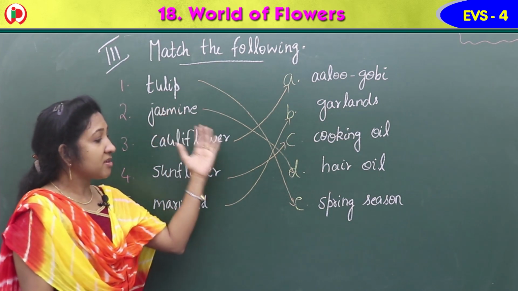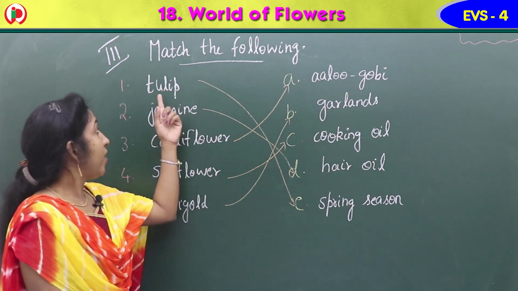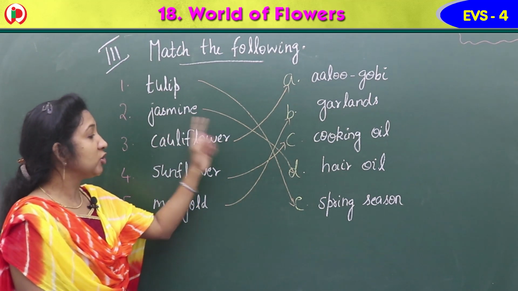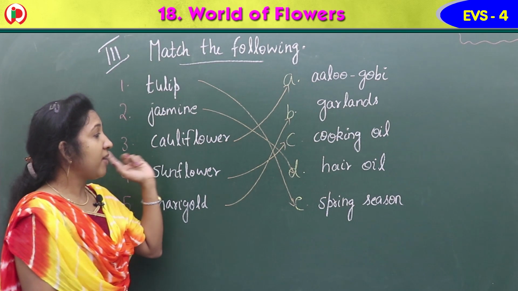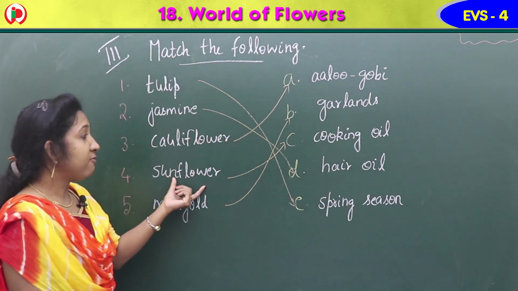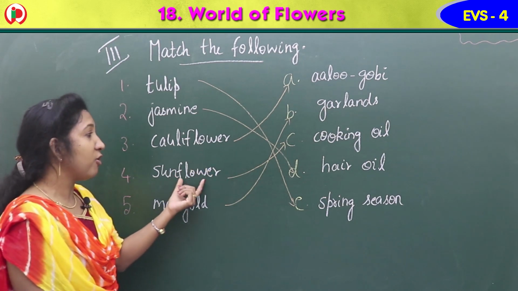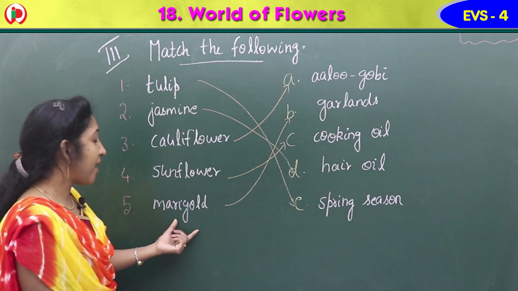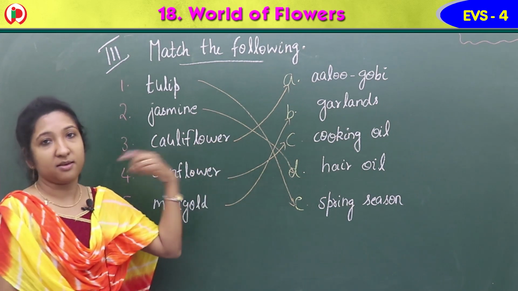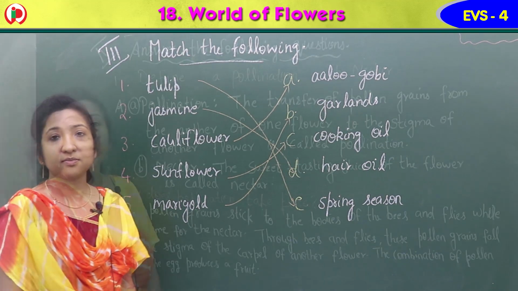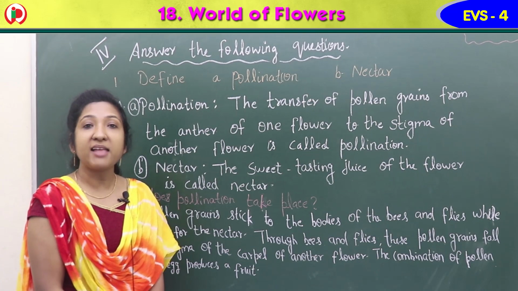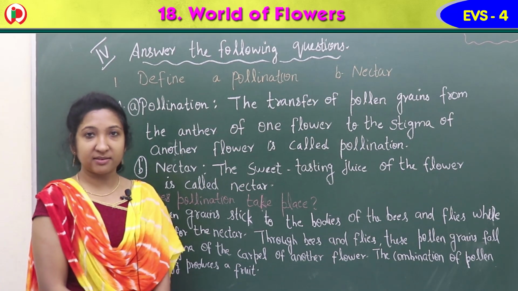So tulip matches with spring season, 1 to E. Jasmine matches with hair oil, 2 to D. Cauliflower matches with aloo gobi, 3 to A. Sunflower matches with cooking oil, 4 to C. Last, marigold, the 5th one, matches with garlands, 5 to B. Okay, children? Yes, children. So our next exercise is exercise 4. Answer the following questions. Okay?